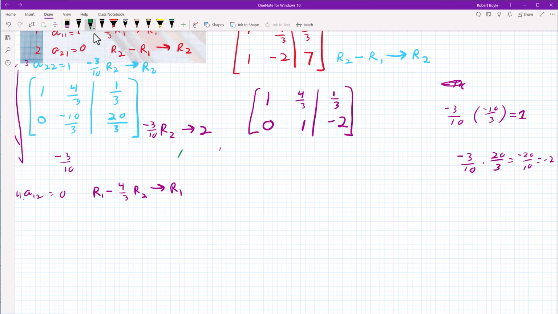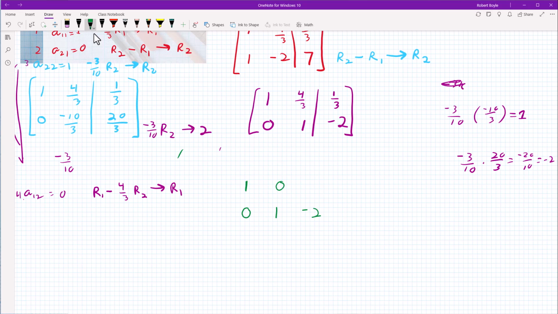Okay, so what's going to happen with row 2? Absolutely nothing. That is going to be 0, 1, negative 2. Okay, what about row 1? Well, the first element, we're going to take row 1 and subtract from it 4/3 times 0, which will be 1. All right, 1 minus 4/3 times 0, 1 minus 0, 1. Okay, now for the next one, we're going to take 4/3, subtract from it 4/3 times 1, which is 4/3. That will give us the 0 that we want.